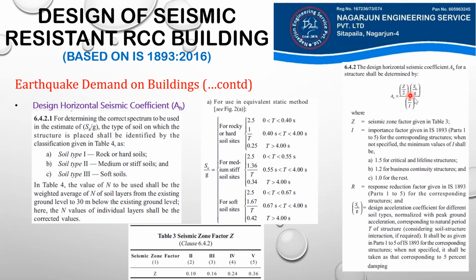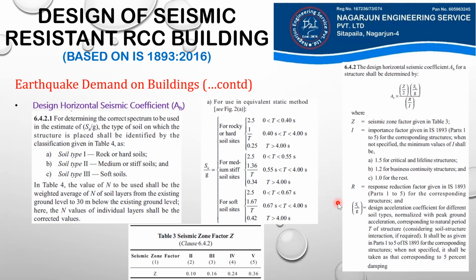So we talked about Z, we talked about R and I. Now Sa by g. What is Sa by g? Sa by g is the design acceleration coefficient for different soil types. This is another coefficient which depends upon the soil type. This is normalized with peak ground acceleration corresponding to natural period T of the structure. So this factor is dependent upon the time period of the structure and the soil type on which the building is being made, or on which the structure will stand.